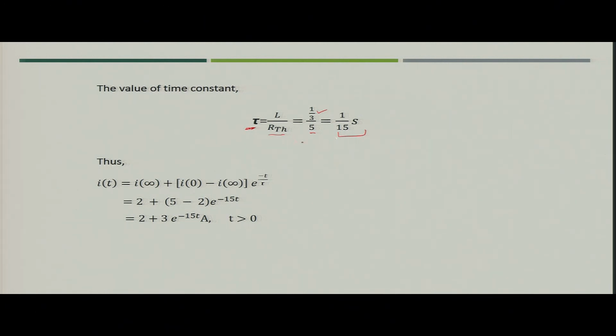Now, you have all the values in your hand. You can simply put the values in the expression for I(t). I infinity is 2, I 0 is 5, tau is 1 by 15. So, finally, you get the value of current I flowing through the inductor as 2 plus 3 into e to the power minus 15 t ampere, and this is for time t greater than 0.